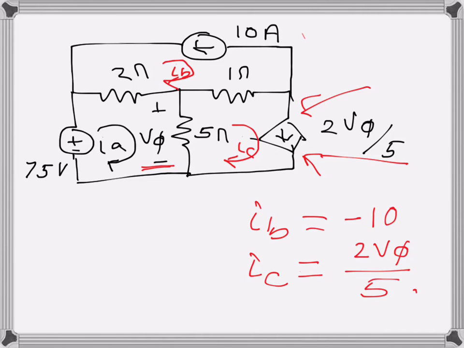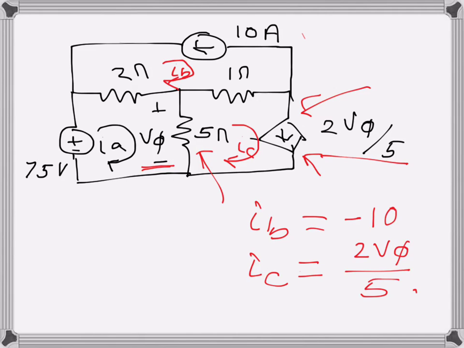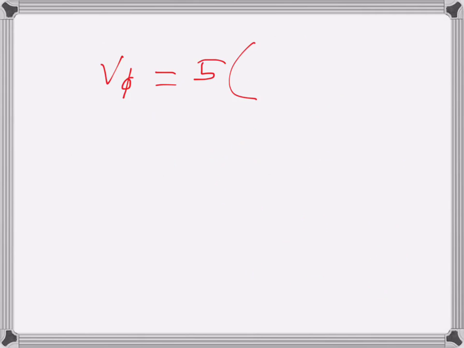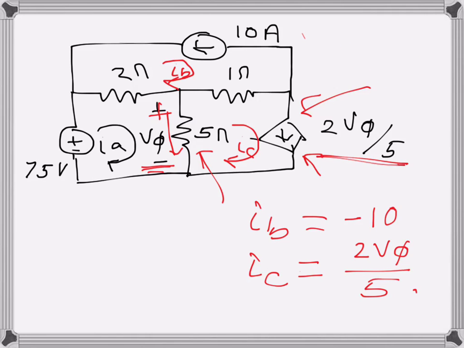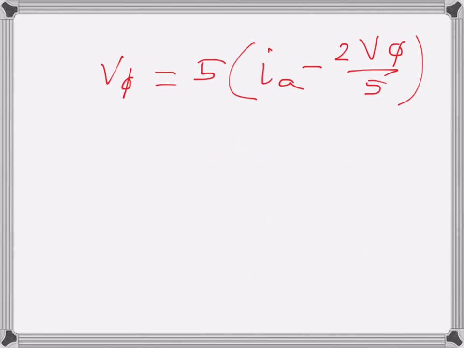Now V phi is the voltage drop across the 5 ohm resistance here. So let's first identify one thing. V phi can be written as 5 times the current going downwards, since the voltage drop is in this direction. So that will be IA minus 2V phi over 5, because the other current is in the opposite direction, so it has to be subtracted.